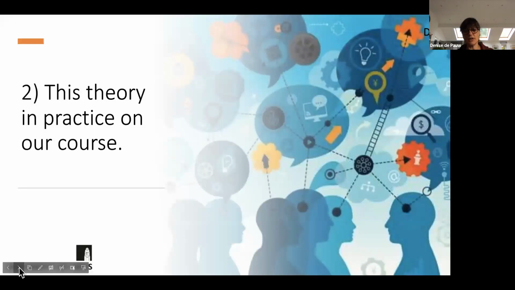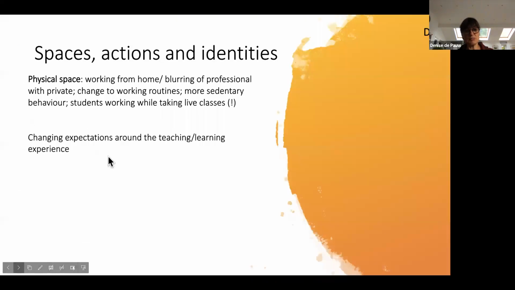So on our course, we can apply this in the following ways. We can think about physical space. We were all working from home, including students. There was a blurring of professional with private, which could be uncomfortable. There was a change to working routines.